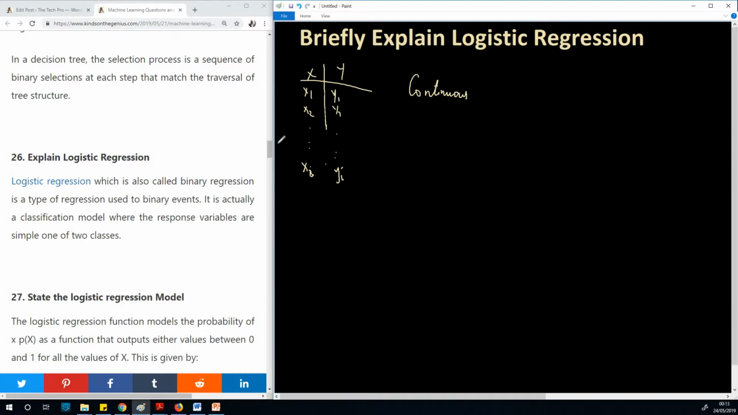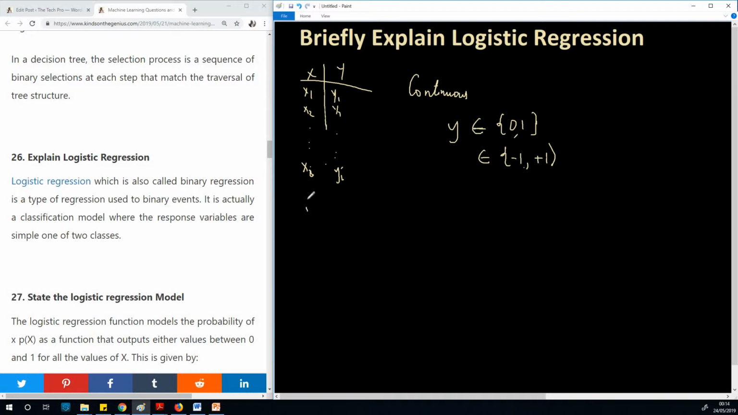But in case of logistic regression, we only have two variables. y will either be 0 or 1, or y could either be -1 and +1. So we have two classes. Now, there are some situations where we may have more than one class, let's say maybe 3. But that explanation is out of the scope of this particular explanation.